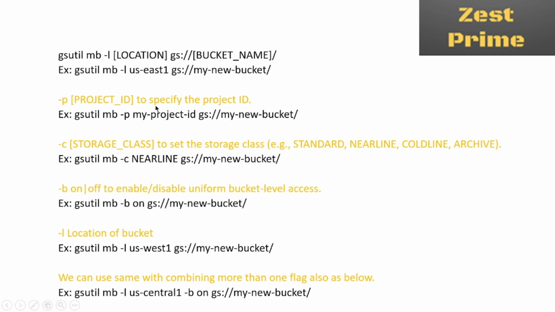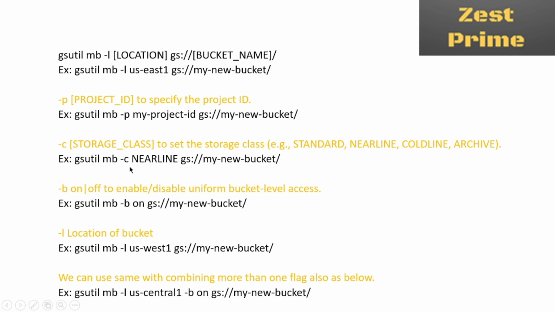Similarly, you can create the bucket with different possible options, like hyphen p followed by the project id. In case you have multiple projects and want to create this GCP bucket in a specific project, you can give the project id.